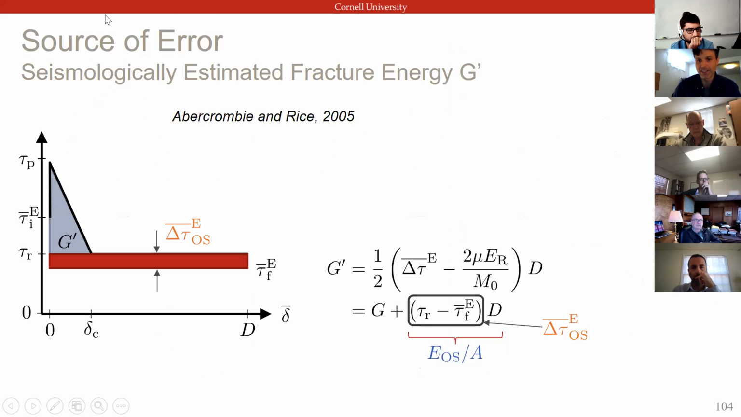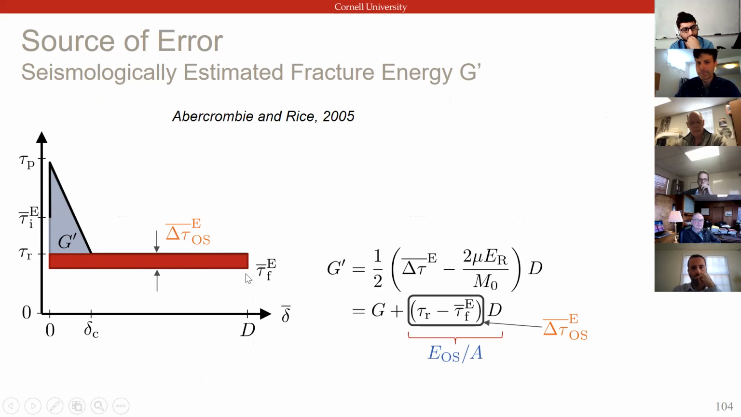And Abercrombie and Rice actually talked about overshoot when they first presented their idea of how to calculate fracture energy from seismic parameters. And they said, it could be a problem, but we don't think it is, so they dismissed it. But at least in our models, that overshoot is there.